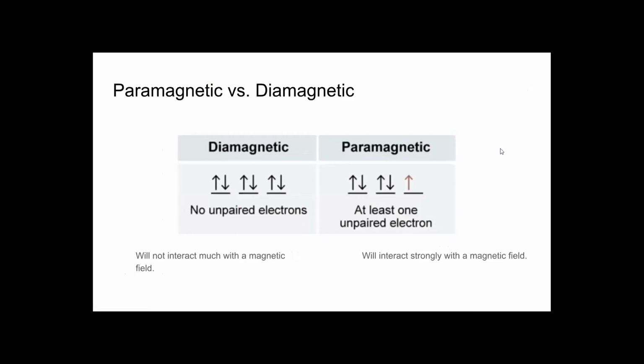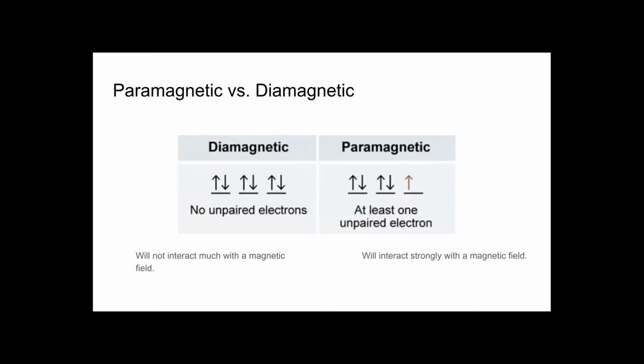Let's talk about paramagnetic versus diamagnetic. Diamagnetic basically refers to having no unpaired electrons in a quantum number configuration. If you look here, these arrows represent our electrons, and basically every single electron has a partner. So this will mean it's diamagnetic. And diamagnetic elements will not interact very much with a magnetic field.